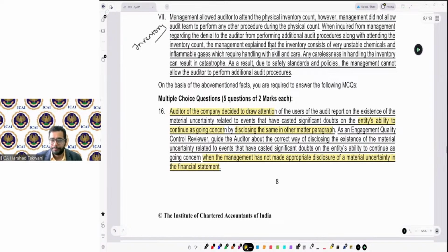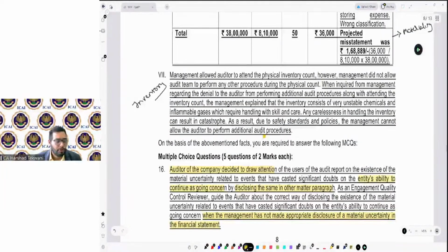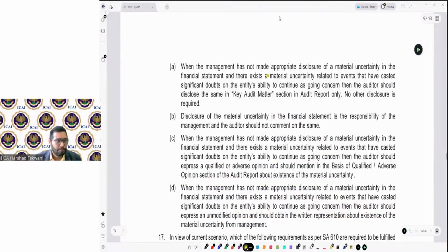Come on, guys. How will you incorporate this matter in your audit report? Let's see the options also. So here are your options.